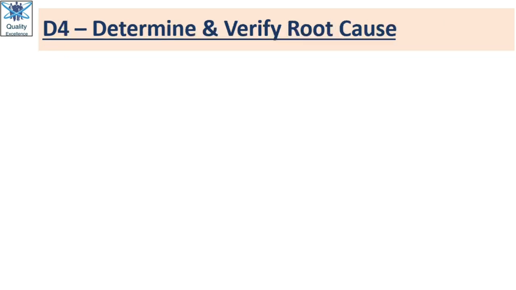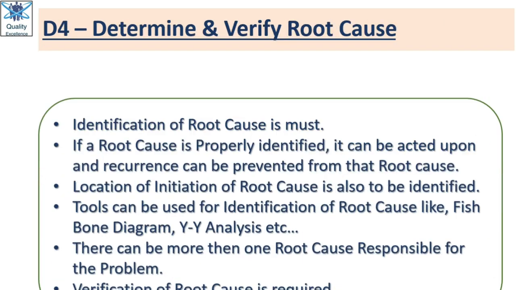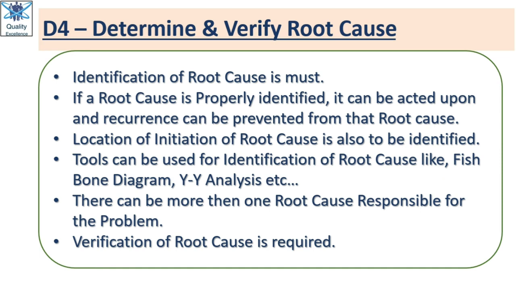Then D4 is determine and verify root cause. So identification of root cause is a must, and if a root cause is properly identified, it can be acted upon and recurrence can be prevented from that root cause. Location of initiation of root cause is also to be identified. Tools can be used for identification of root cause like fishbone diagram, Why-Why analysis, etc.